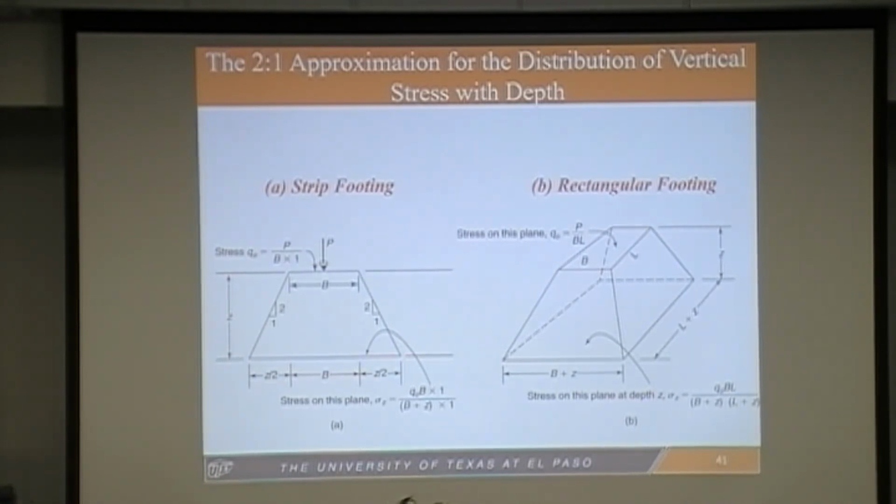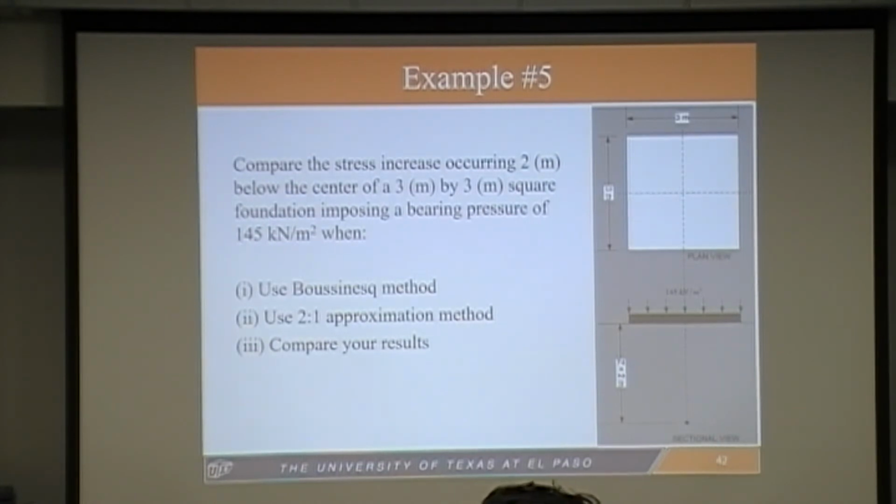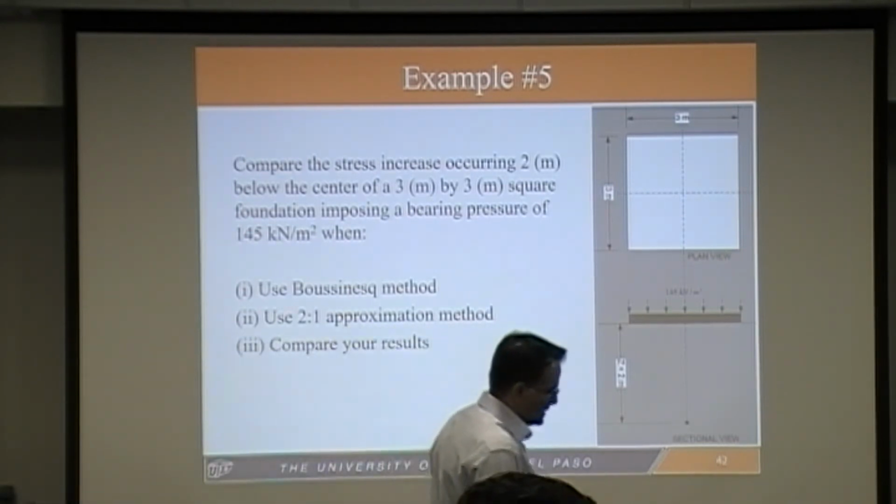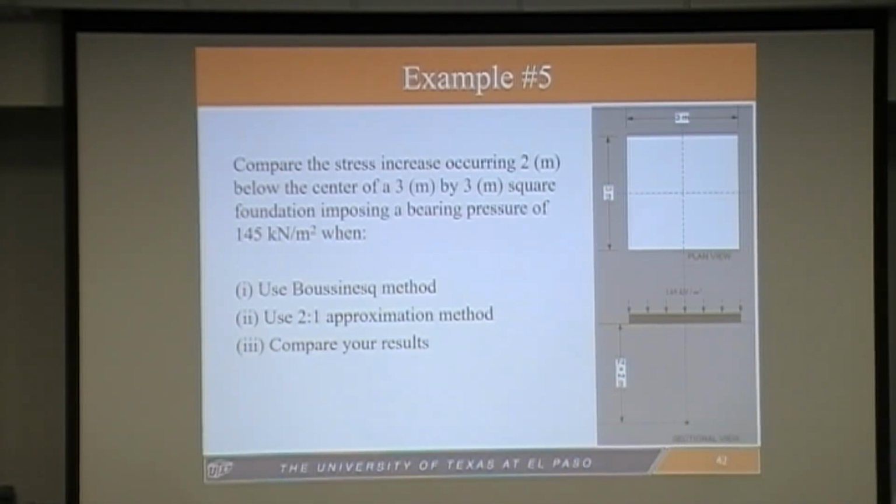Alright, so these are the two equations that we have. Now let's pull everything together with one example and see the magnitude of the stresses associated with each of these methods that we talked about. We are looking at a footing, 3 meter by 3 meter, and we want to calculate the stresses in the middle, and we have the bearing pressure on the surface of 145. We want to use the Boussinesq method and the 2-to-1 method, and compare our results to see how these calculations compare with one another.